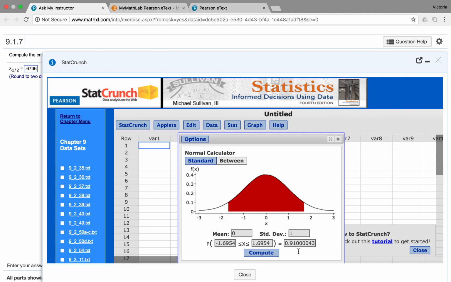So I hope that helps. Honestly, I would use StatCrunch to find this value. It's much easier than scanning through the table.